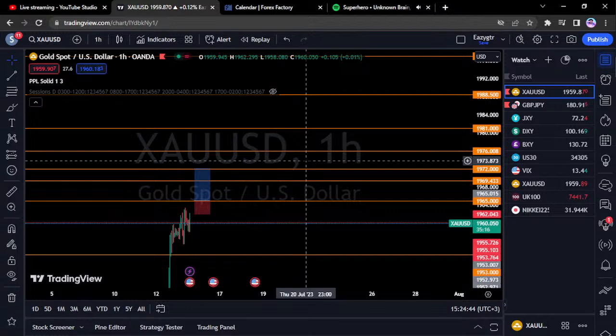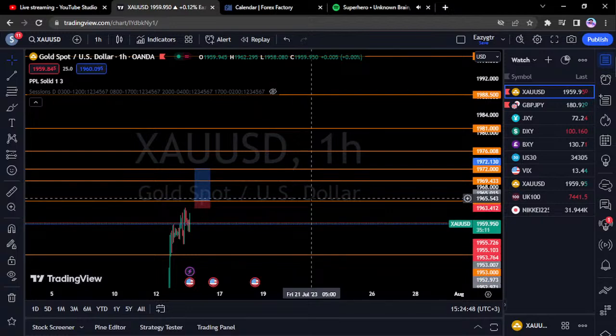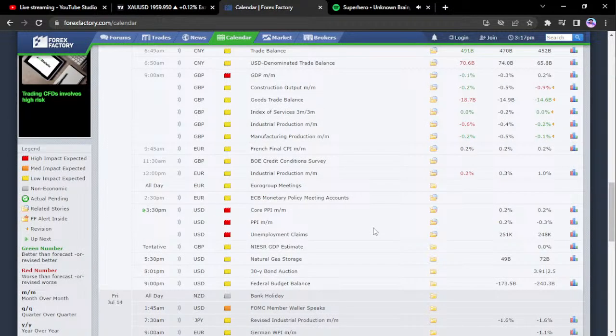In the next 6 minutes, we're going to see what data we actually get, and based on the analysis I've given during the start of the session, we're going to capitalize on these moves.